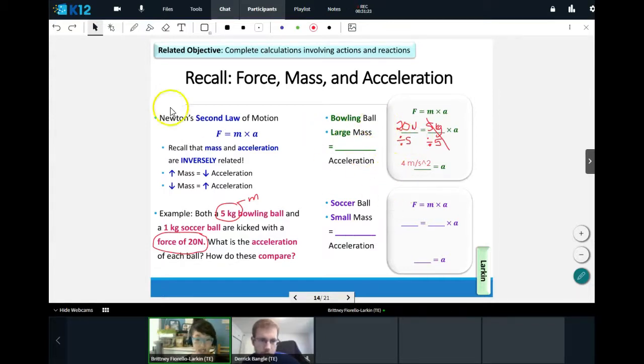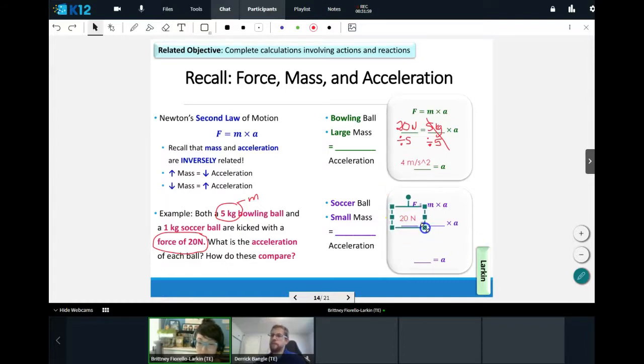Let's go ahead and take a look at the soccer ball now. So the soccer ball has the same exact force. So what number should I plug in for force here? Again, we're kicking both balls with the same force and trying to analyze what happens to their accelerations. So tell me in the chat, what number should I plug in for force if it's the same force? Thank you, Cody. Yeah, using that capital N for newtons. So again, we have 20 newtons for our force here.